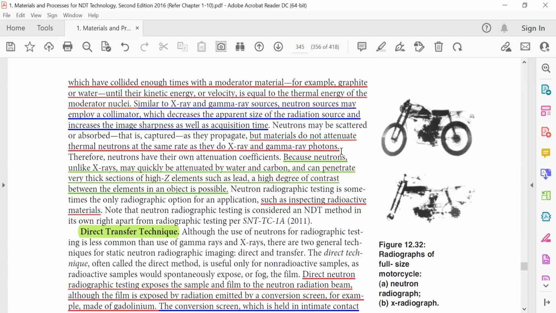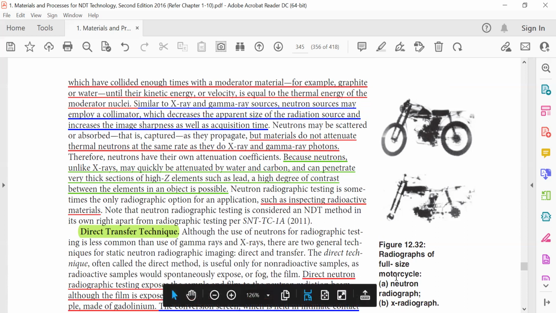Materials do not attenuate thermal neutrons at the same rate as they do X-ray and gamma ray photons. Neutrons, unlike X-rays, may be quickly attenuated by water and carbon and can penetrate very thick sections of high Z elements such as lead. A high degree of contrast between elements in the object is possible, such as when inspecting radioactive material.